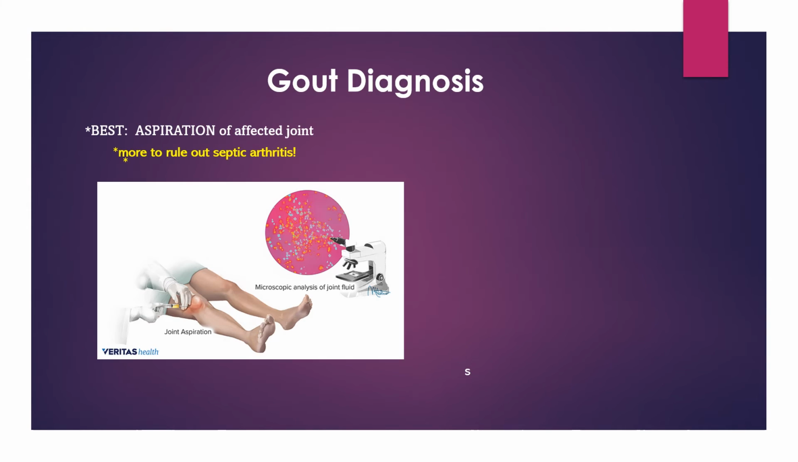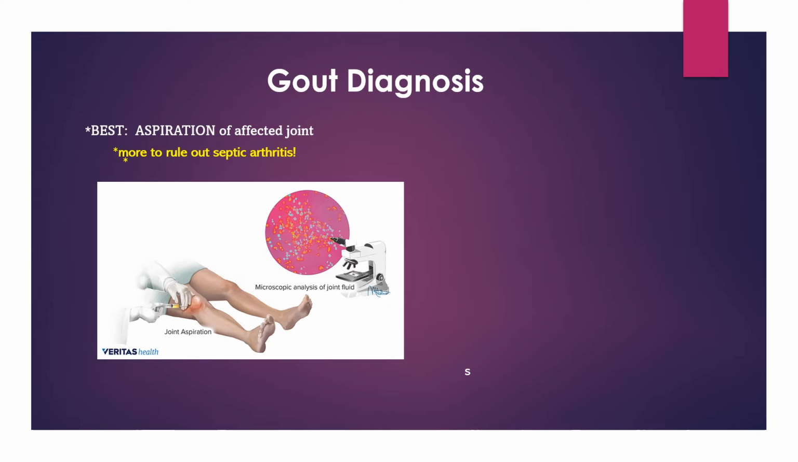Okay. What's the best diagnosis? We already established it's not from uric acid levels in the bloodstream. So aspiration of the affected joint. But in reality, most people would not do that. It's just a little bit invasive, not a little, it's very invasive. It's actually more to rule out septic arthritis, right?